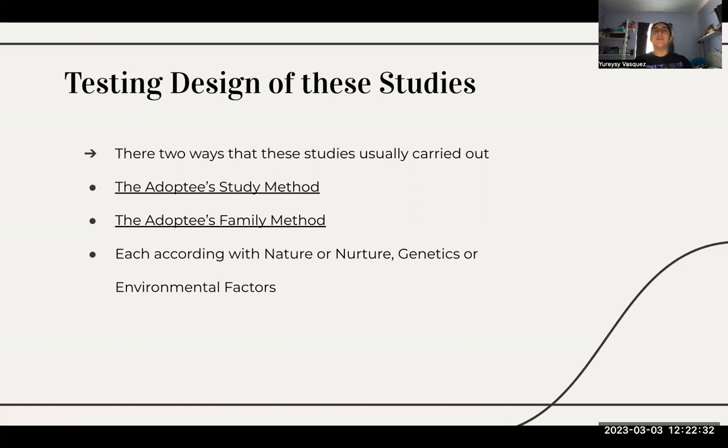An adoptee's family method is basically the adoptee's traits compared to their non-biological siblings in the adopted family. Even though they have completely different genetics, they're still raised in the same family. So they want to see how that differs and changes between them, what's different and what isn't, and if they're more similar than they would be with their biological siblings.